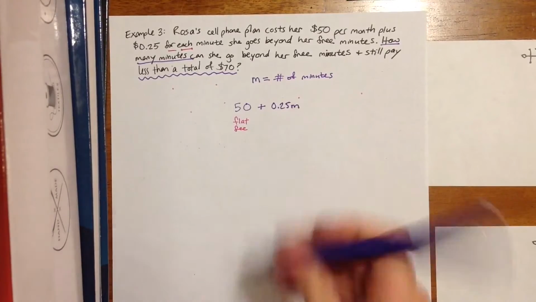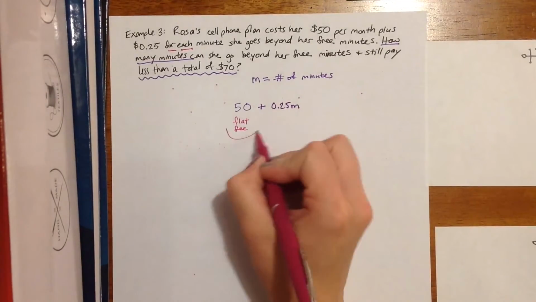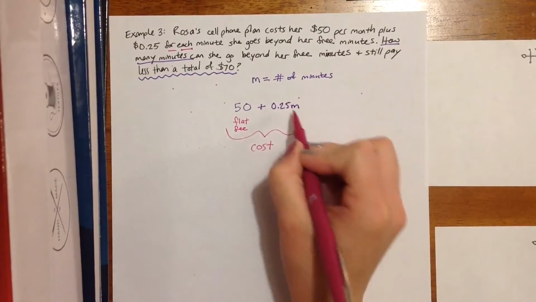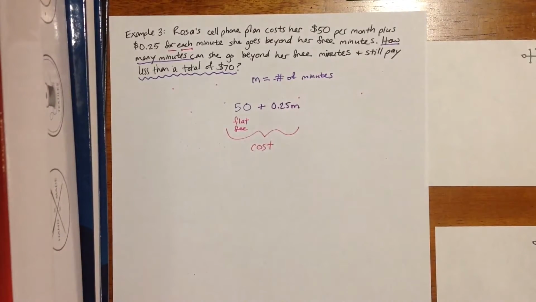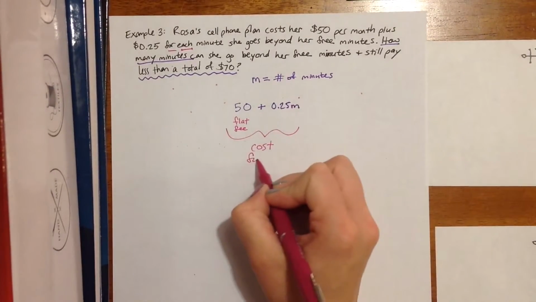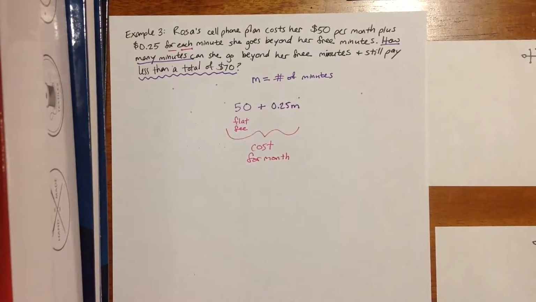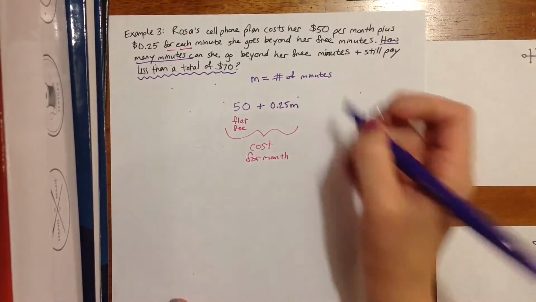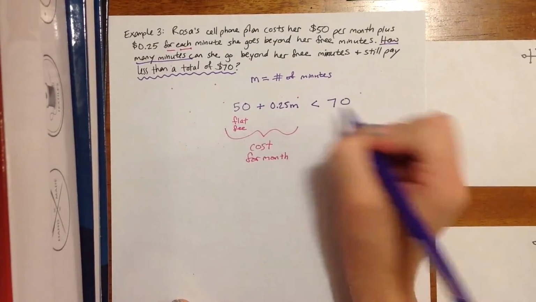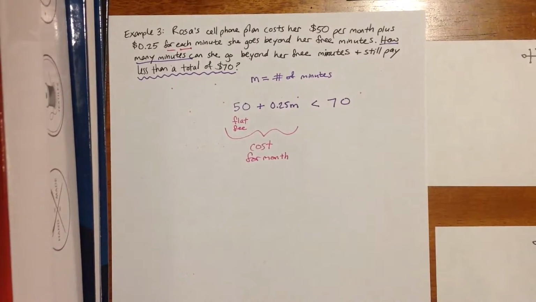That is going to be her total cost for the month. And depending on how many minutes, this cost can change. So, cost for the whole month. I want this whole cost to be less than a total of $70. There we go, less than $70. Then I'm going to solve this and see how many minutes she's allowed to talk.